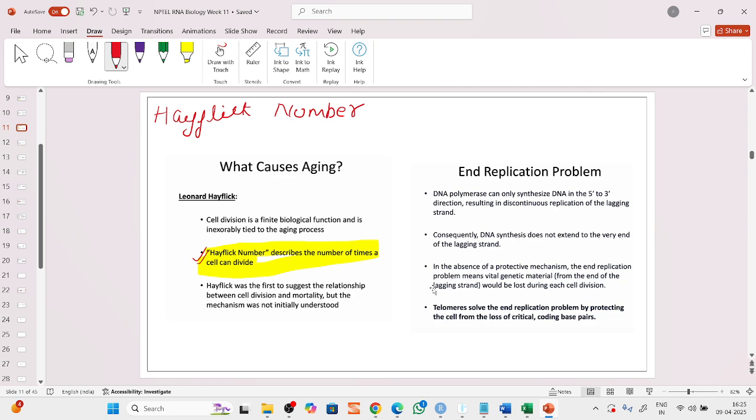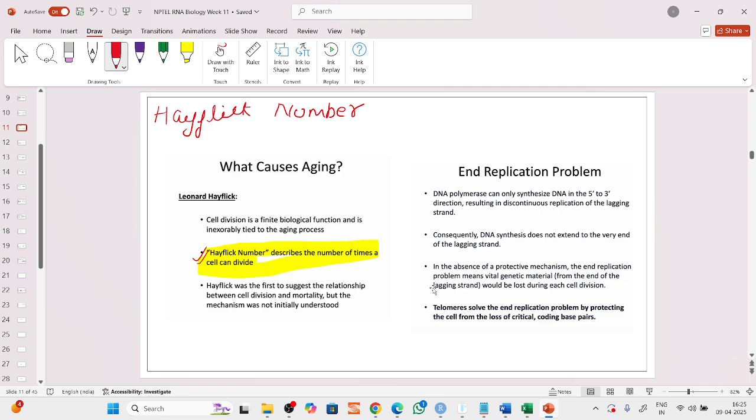How? Because if the telomeres are getting shortened by each round of cell division, there would be a point when the string of telomeres will become so short that if the cell divides, there can be a loss of genomic content, and therefore it can lead to genomic instability. So therefore that cell will not divide further and the cell will die.